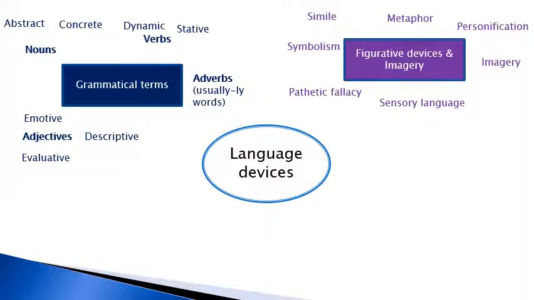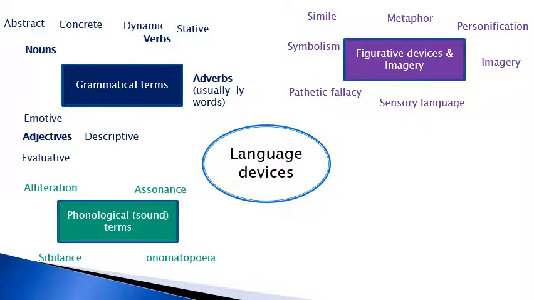You also might have figurative devices and imagery. These are ones that you often use to describe. They're often ones that you find in fiction when you're analysing literature texts. So things like simile, symbolism, pathetic fallacy, sensory language, metaphor, personification, imagery. You might know some sound devices, phonological terms to do with sounds. Phonological is an A-level term actually. It's something that we use to describe the sounds of a language. So alliteration, assonance, sibilance, onomatopoeia.